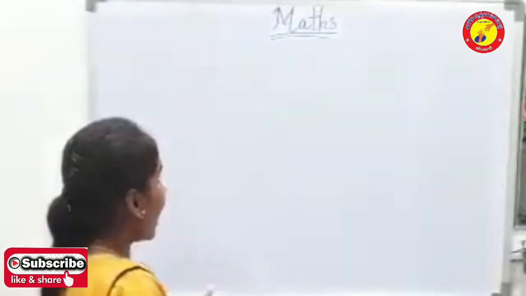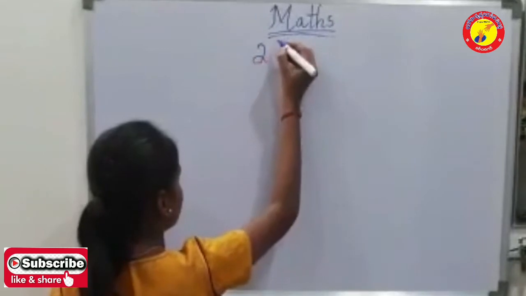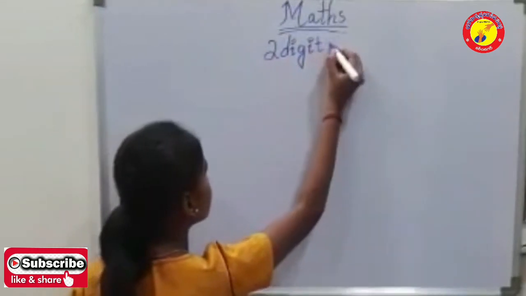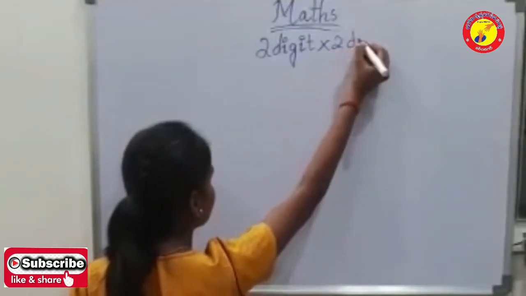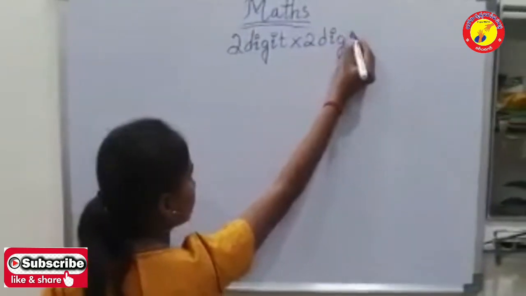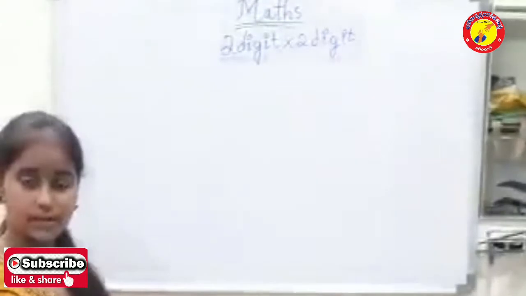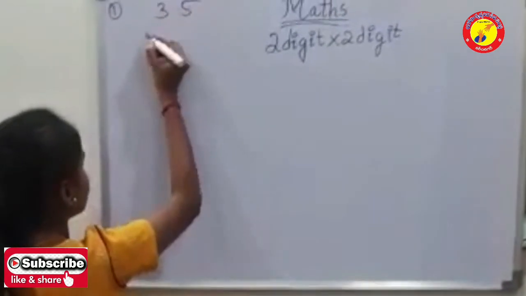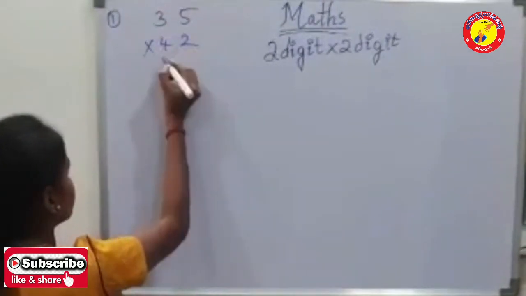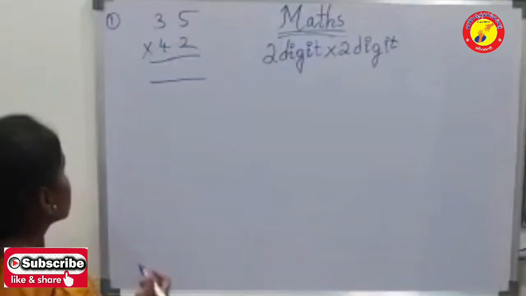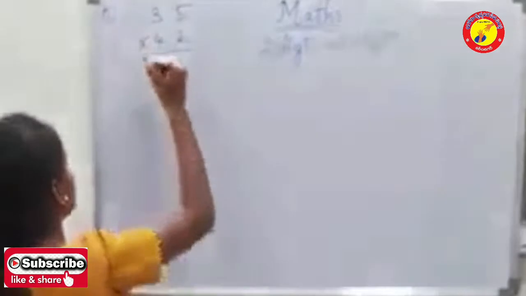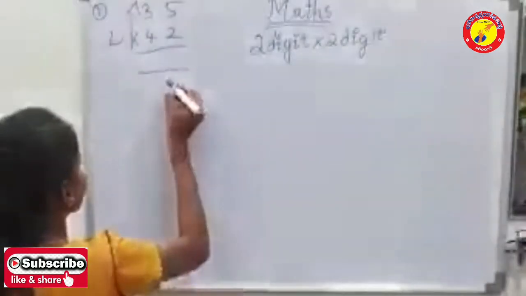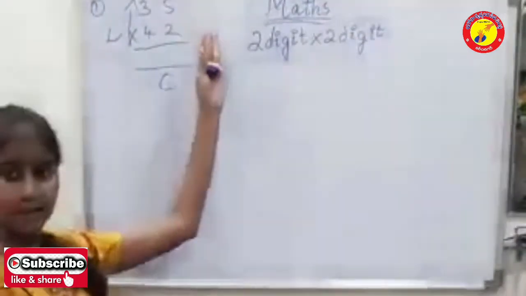I am going to explain how to do the method of multiplying a 2 digit number by a 2 digit number. For example, let us take 35 into 42. So this is our left part. This is our center part. This is our right part.